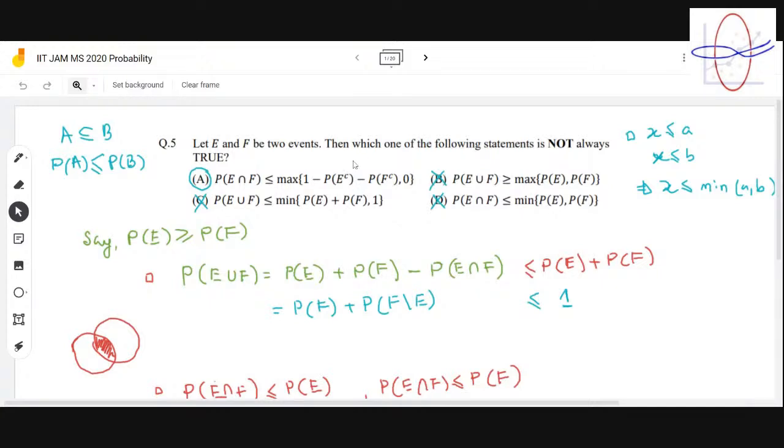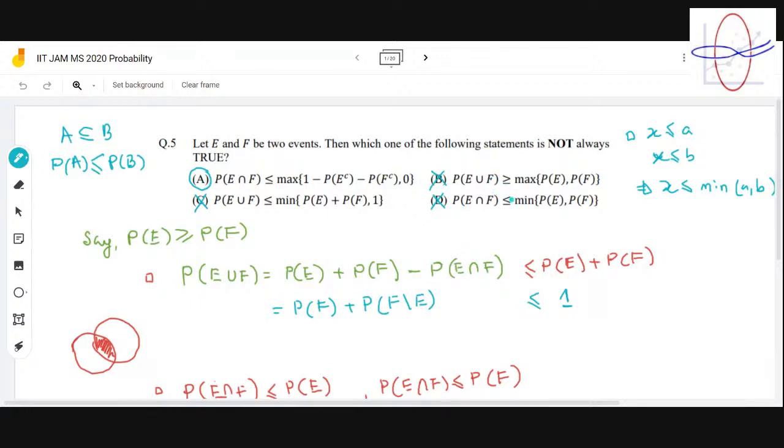E and F are two events, and which of the following is not always true? What we have got over here, guys, is that we will use this property. When you are given this, you have to check one by one, point wise, each of the options step by step. So let's do this. Some of them seem quite natural.